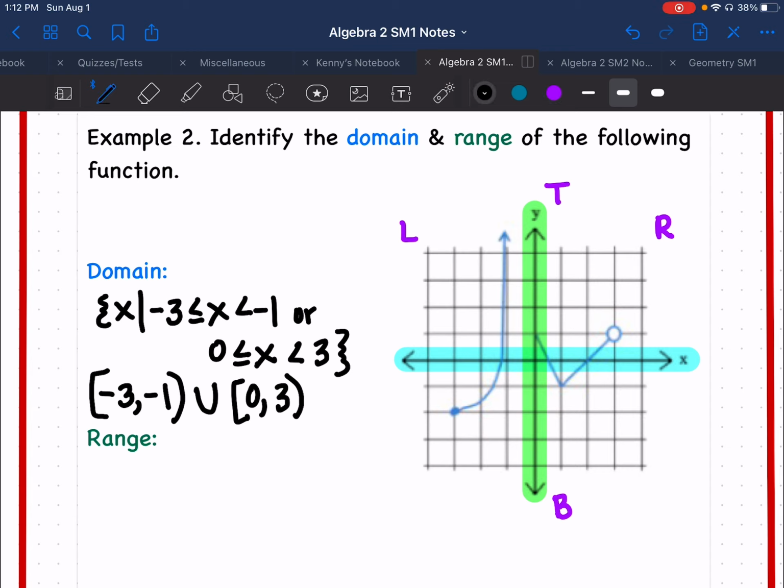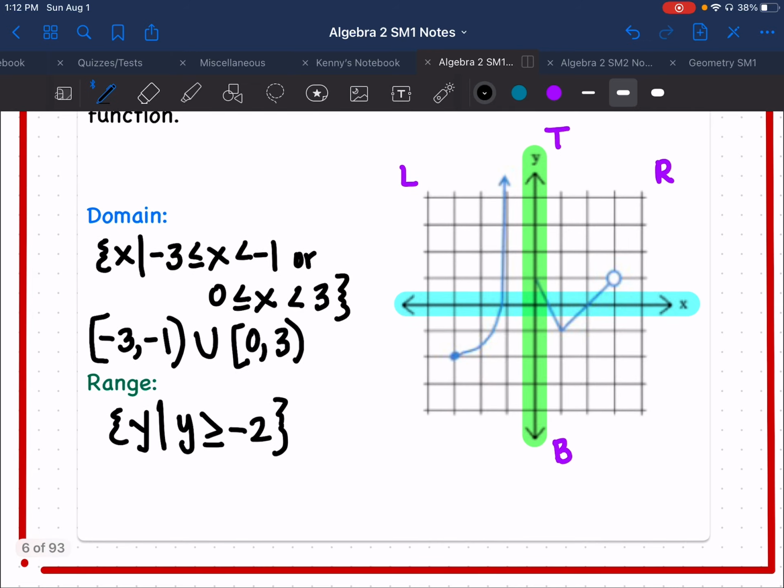So I'm going to say all the values of y, because we're doing the range, such that y is greater than or equal to negative 2, because that is a closed 2. Or if I was doing interval notation, I would say negative 2 with a bracket, comma, positive infinity with a parenthesis. Just depending on which notation you're asked to do.